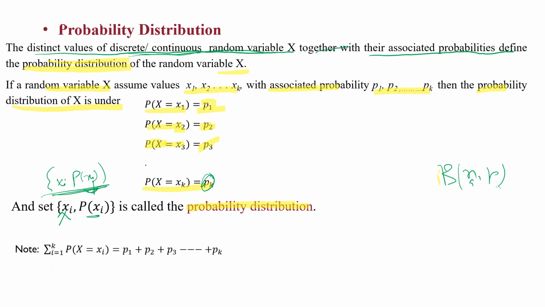Here you have to note that if we add all these probabilities, we get 1. So the summation of P(X = xi) is equal to 1. You remember that property, and also you have to remember these are the probabilities of the random variable. It's not the probability of a sample point.